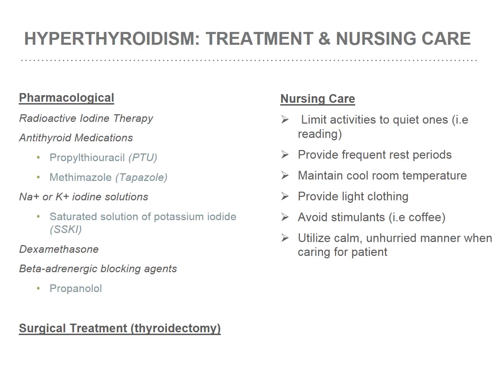So your treatment and nursing care for hyperthyroidism. So your pharmacological treatment. So you have your radioactive iodine therapy. So radioactive iodine therapy is like a pill form that patients can take that has radioactive iodine. And what happens is it concentrates in the thyroid, meaning it's all absorbed in the thyroid, and will damage the thyroid cells over time. All right, so the radioactive iodine therapy will help the iodine to concentrate in the thyroid, and over time will help to damage the cells so that it will have a decreased amount of thyroid hormone production.